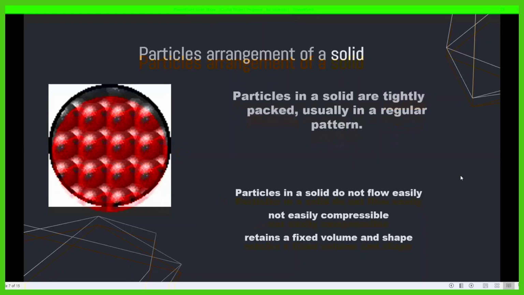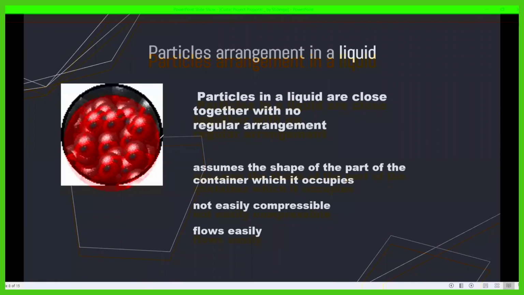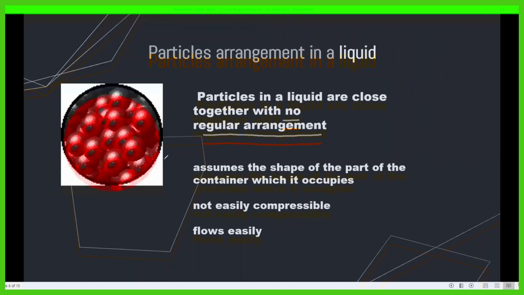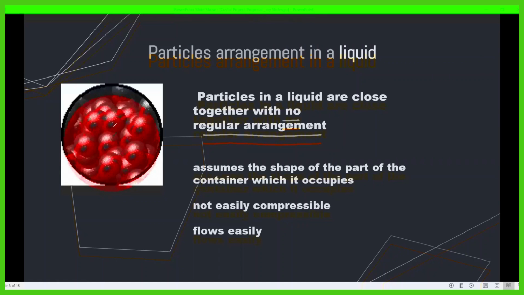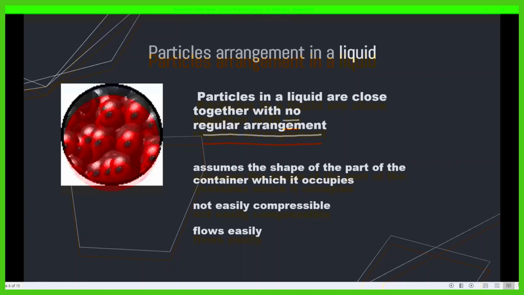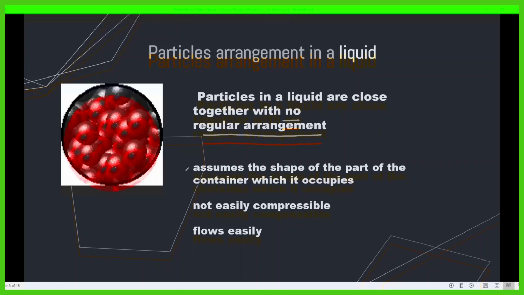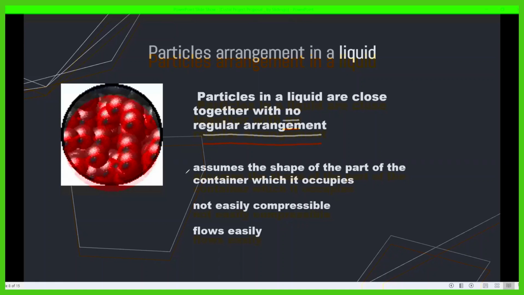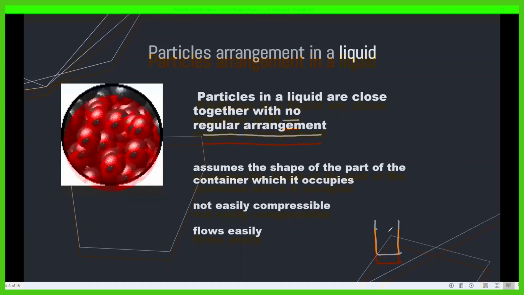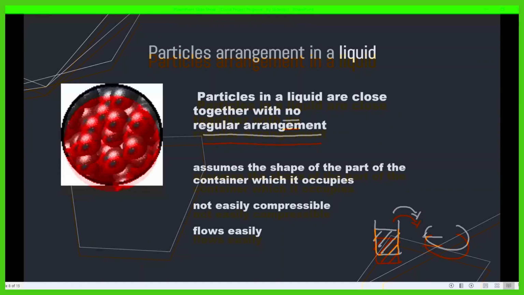Moving ahead, we have the particles arrangement of liquid, and we can see over here that the particles in a liquid are close together, but with no regular arrangement like in the particles of solid. So we can see the pattern, the arrangement is not regular, it's randomly arranged. And the shape of the part of the container which it occupies. So if we are thinking about the shape of a liquid, it does not have a fixed shape. And if I'm pouring some water into a glass, the water takes the shape of this glass. And if this water is transferred into a bowl, it takes up the shape of the bowl.